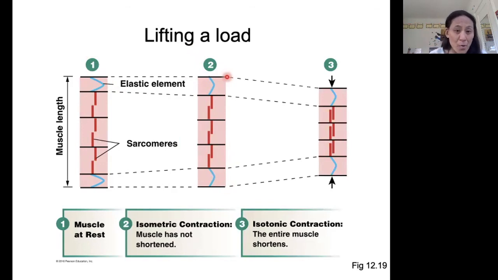Once we generate enough force to lift that load, or to move whatever weight, whatever thing that we want to move, such as our bones, okay? What's going to happen is that the entire muscle is going to shorten. So we're going to get more contraction of the sarcomeres, and the series elastic elements will remain stretched, okay? So the main point here is that we do have muscle contractions both during this phase and this phase, but the muscle only shortens at this last step where we're generating enough force to lift that load, okay?